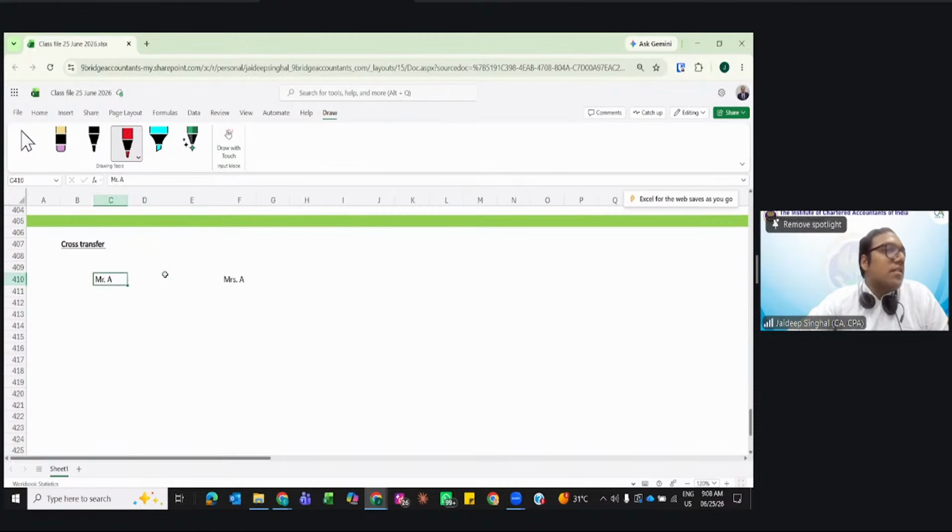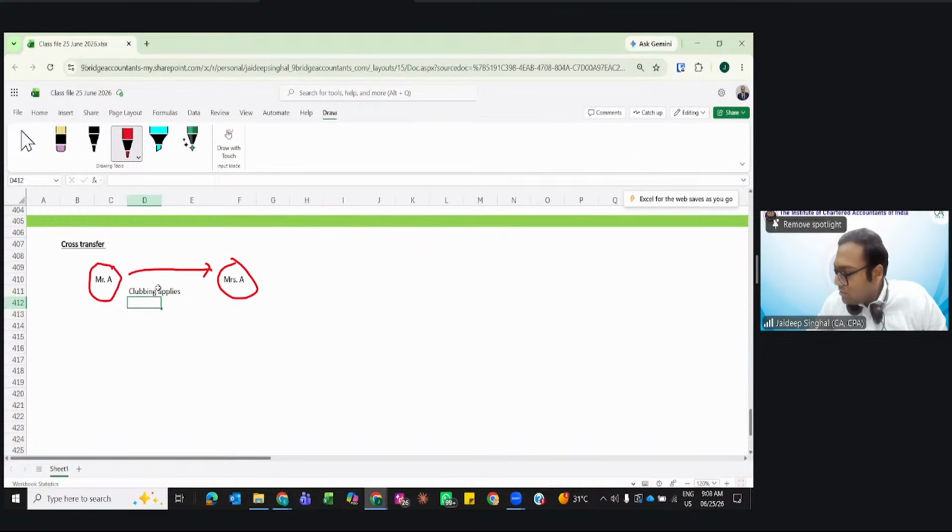If Mr. A will transfer income or any property to Mrs. A, the clubbing will apply. Clubbing applies. Next, if Mr. B will transfer to Mrs. B, the clubbing will apply.